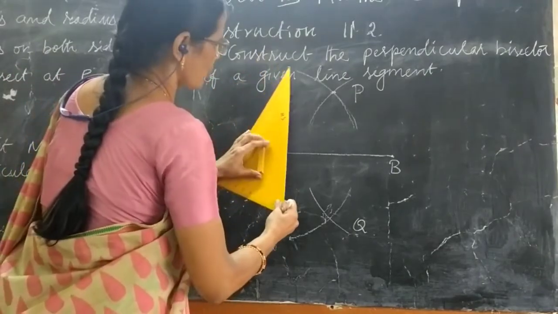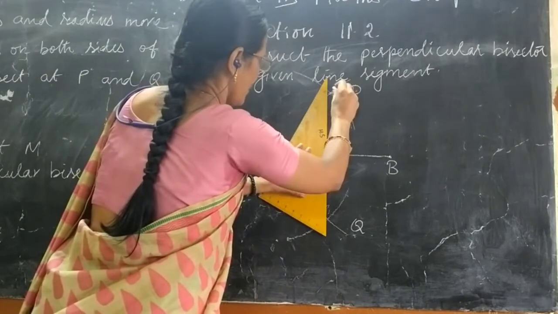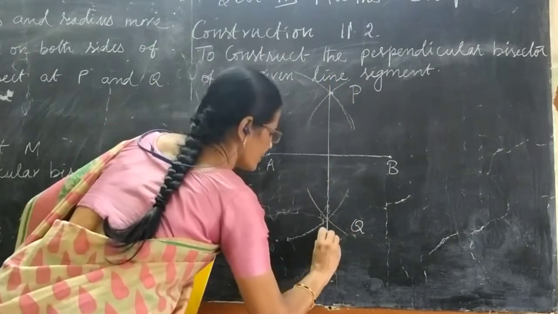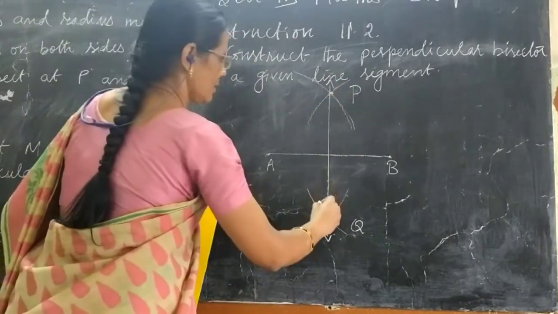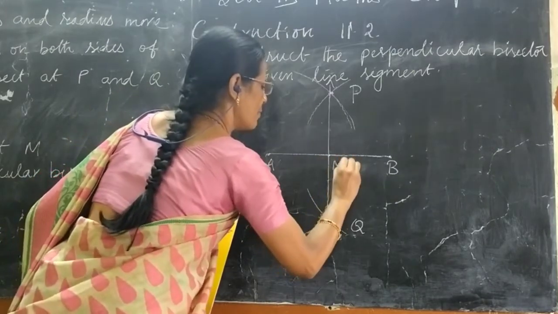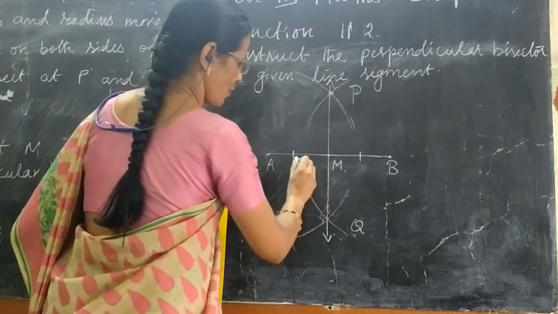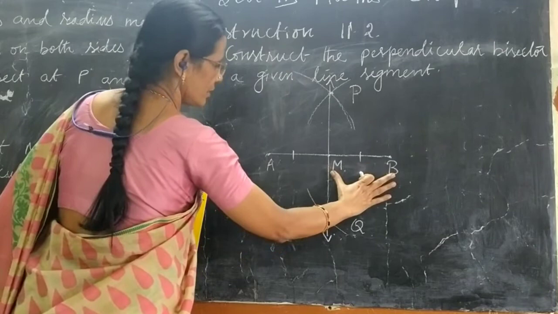Now we are going to draw a line through PQ. A line is drawn through PQ. So the line is intersecting AB at the point M. If you measure AM and BM, you will find these two are equal.